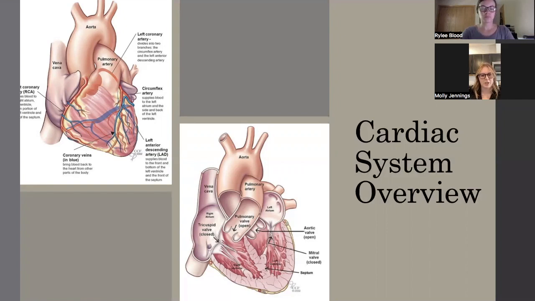The upper image illustrates the right and left coronary arteries, circumflex artery, and the left anterior descending artery. These are responsible for supplying blood to the heart muscle. Without blood supply to the cardiac muscle, the heart would be unable to perform its function. Interruption in this blood flow to the cardiac tissue leads to cardiac emergencies, often known as a myocardial infarction, an MI, or a STEMI or NSTEMI.